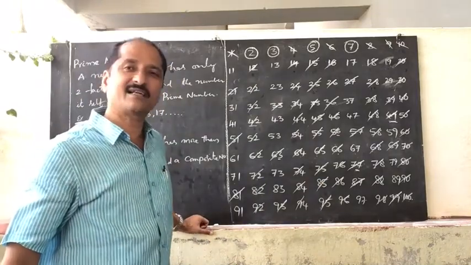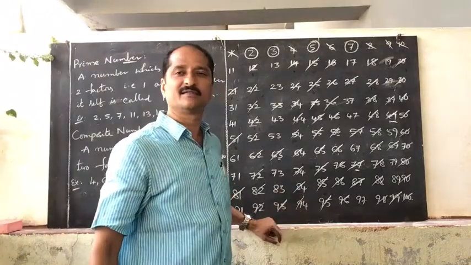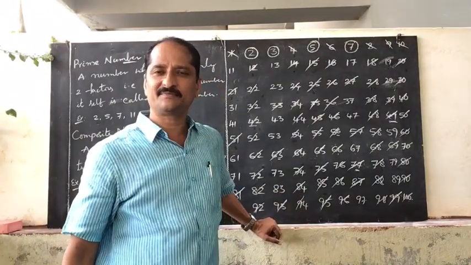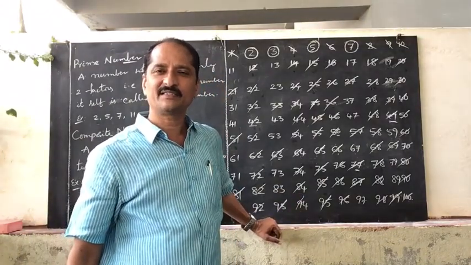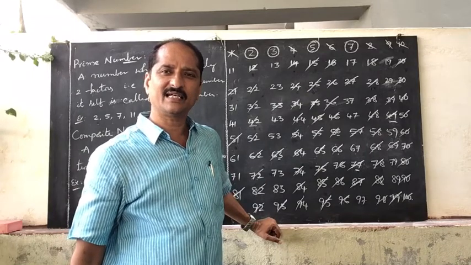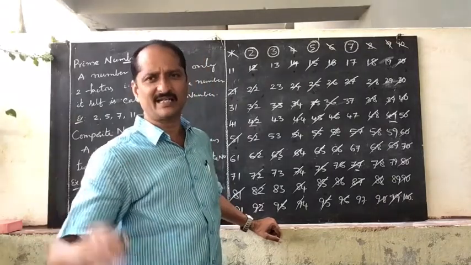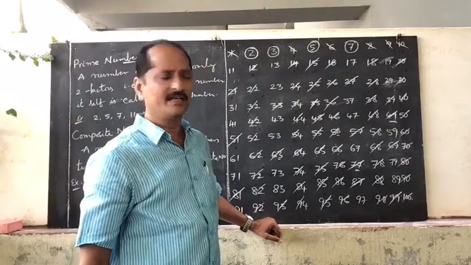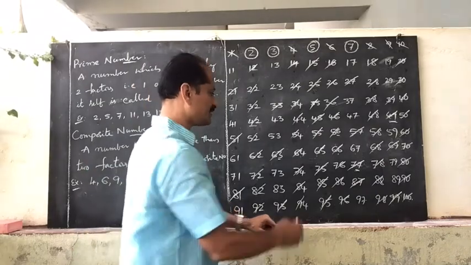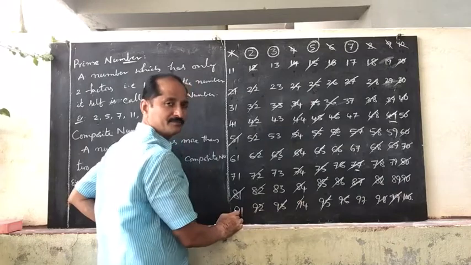7 12s are 84. Already completed. 7 13s. If we don't know the table for 84, just add 7. 84 after 7: 84, 1, 2, 3, 4, 5, 6, 7, 91.